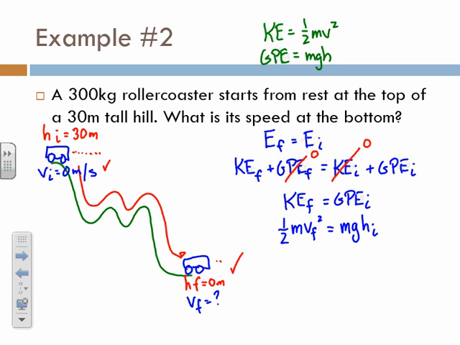And from here, I can substitute all the values that I know. I have a 300 kilogram roller coaster. It's starting from rest, right? We already took care of those zeros. We want to find V final. That's right here. So how do we do it? Let's substitute and we'll solve. You can pause the video now and you can try to solve this yourselves.